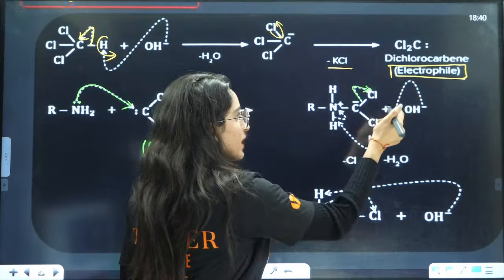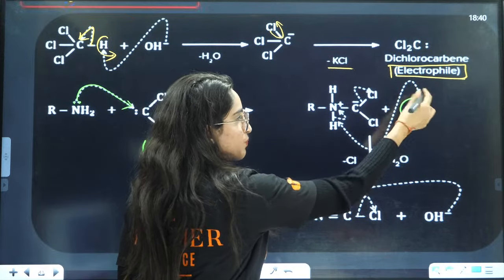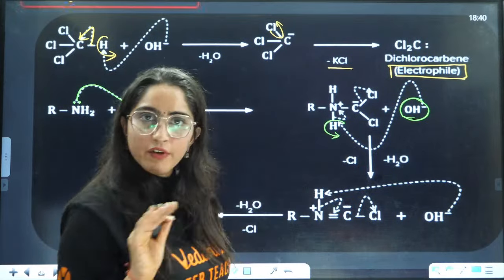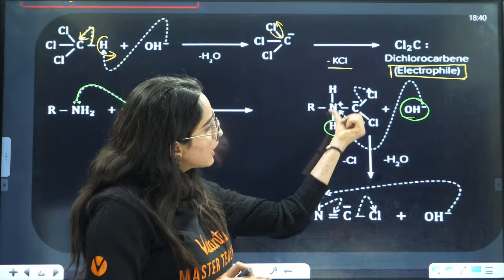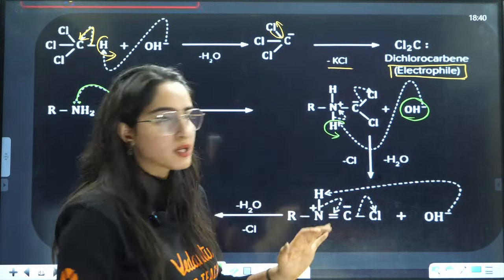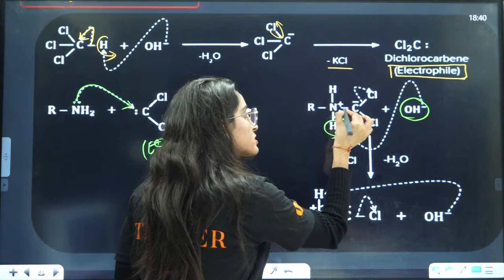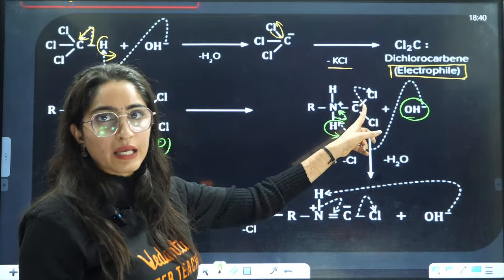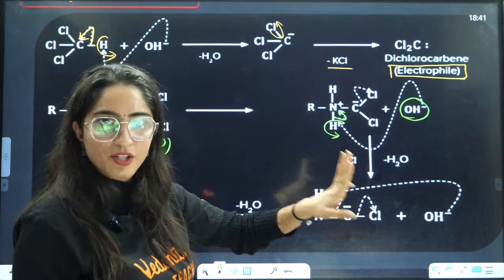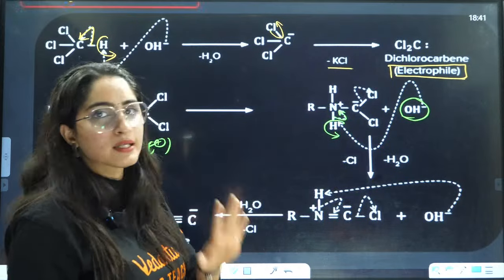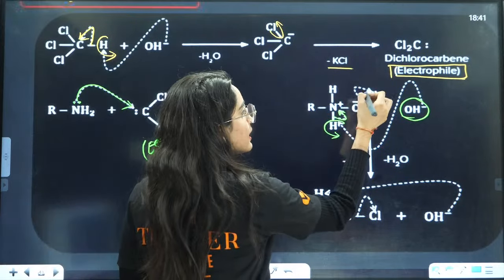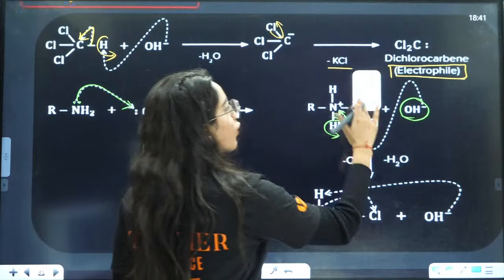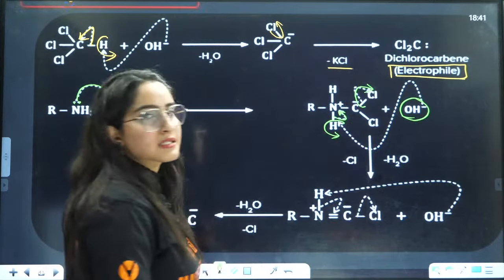Now, this OH, this base, is again going to abstract the proton. H positive will leave from this side. Now the electrons between this nitrogen and hydrogen will be shifted towards the nitrogen, which will neutralize the nitrogen, because now nitrogen has only 3 bonds. And simultaneously, this Cl will be eliminated as Cl negative. So you can also draw this arrow.